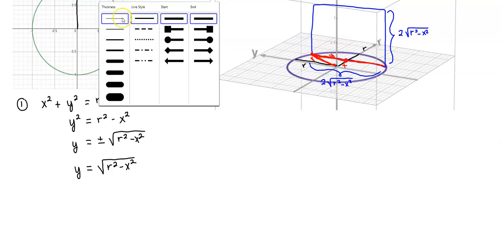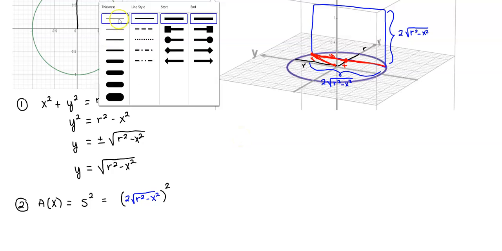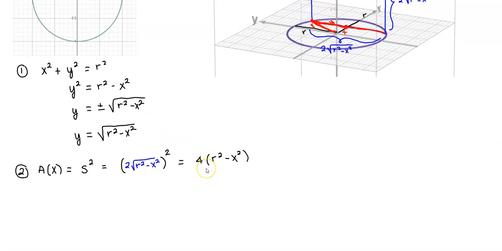So the next step is to put in the area in terms of x, which is s squared. Well, what do we know that side is? We know that side is 2 times the square root of r squared minus x squared. So if we simplify that by squaring it, we get the following: 4 times r squared minus x squared. Okay, so now let's go ahead and find the volume.